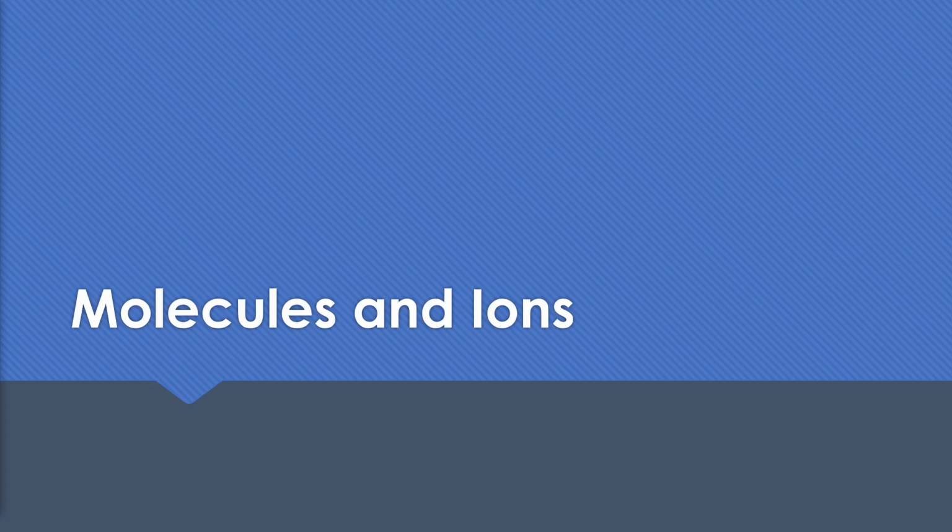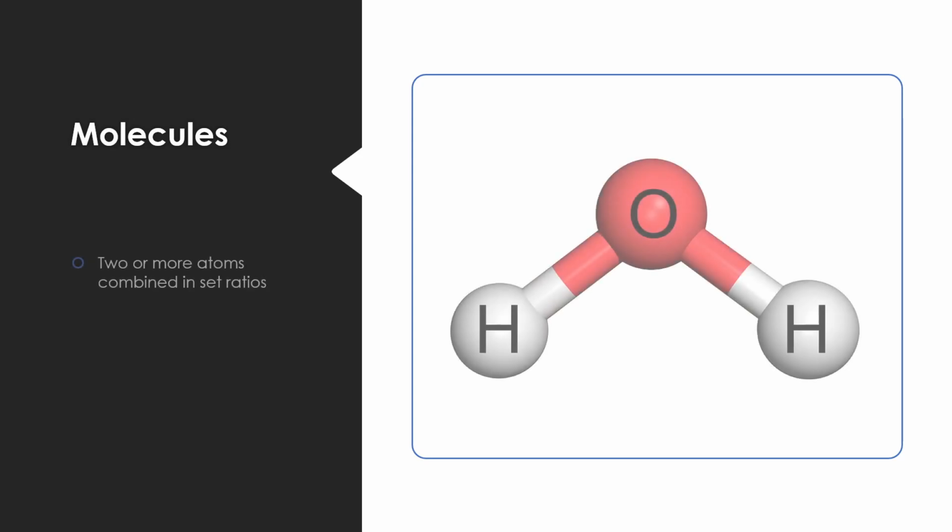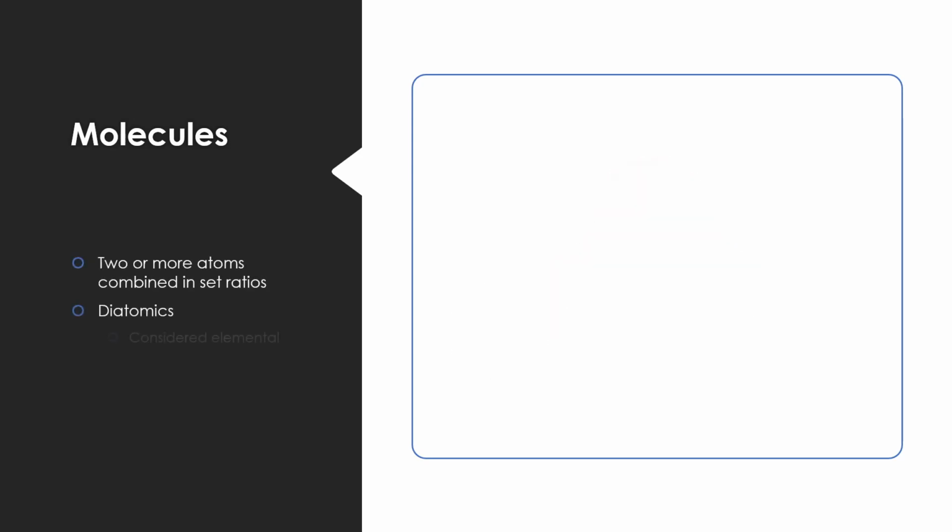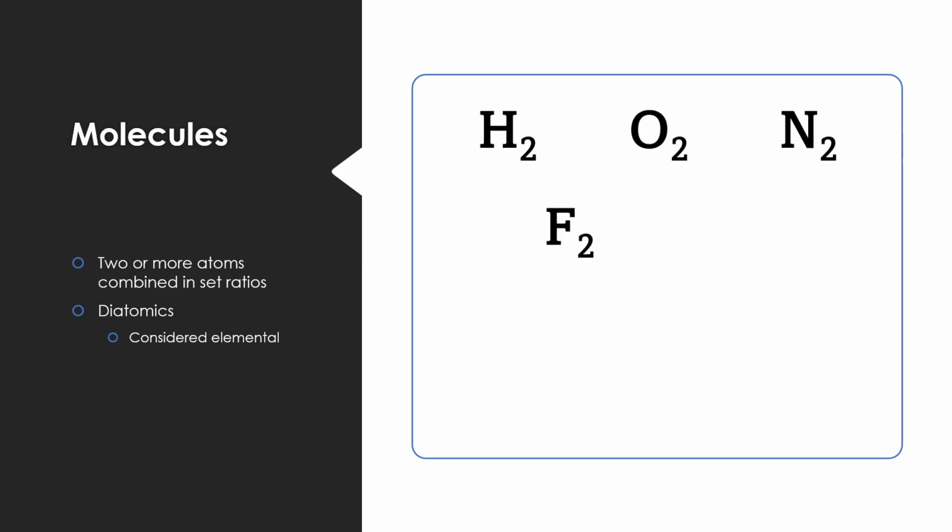All right, let's talk about molecules and ions. So, molecules: two or more atoms combined in set ratios. There are a couple molecules that are considered elements. These are the diatomics. There's 7 of them. You need to know these: hydrogen, oxygen, nitrogen, fluorine, chlorine, bromine, and iodine will always show up if you're talking about molecular oxygen, molecular hydrogen, molecular nitrogen.